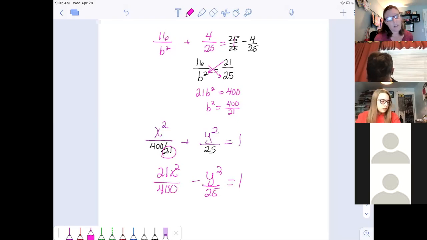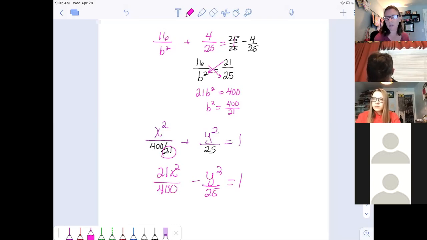And you would see it written as 21x squared over 400 minus y squared over 25 equals 1. So the book and I would have to argue, but I didn't write the answer key in the book. But I mean, 99% of the time, you don't leave a fraction in the denominator if you're writing an equation. You don't keep a fraction within a fraction.